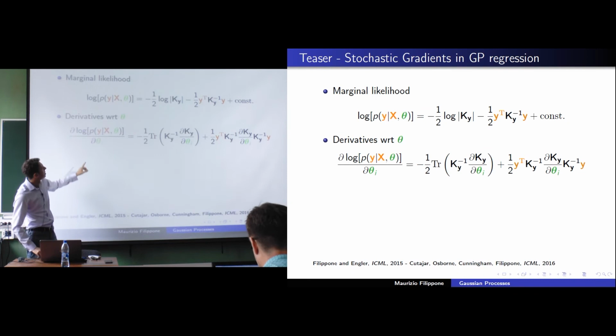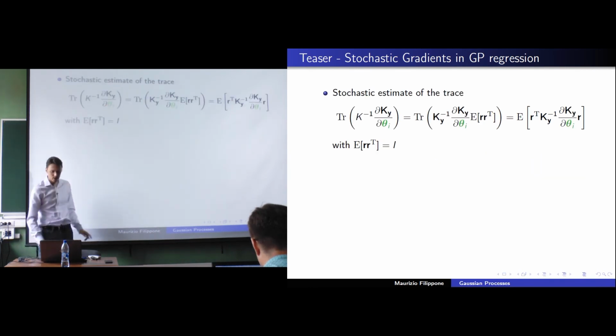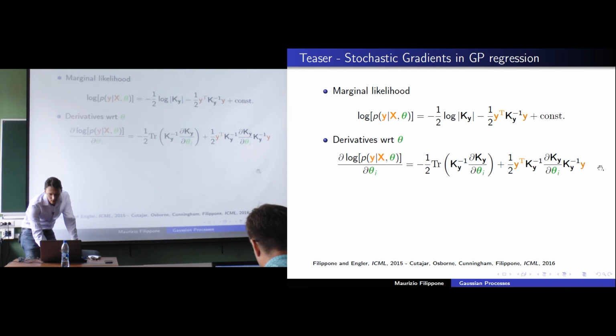So remember that this is the marginal likelihood in GP regression, okay? And this is the gradients, okay? What you can do is to rewrite the trace. So here you still have linear systems, okay, which is fine. But here you have a trace term, which is kind of nasty because no matter how you look at it, you have to spend order n cube operations.